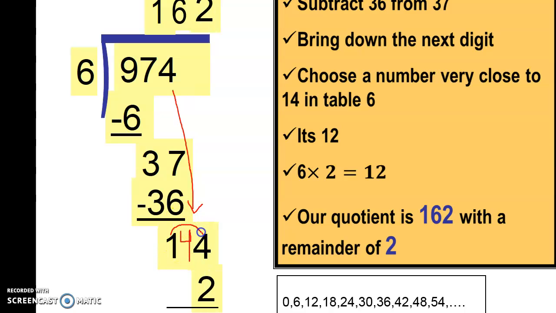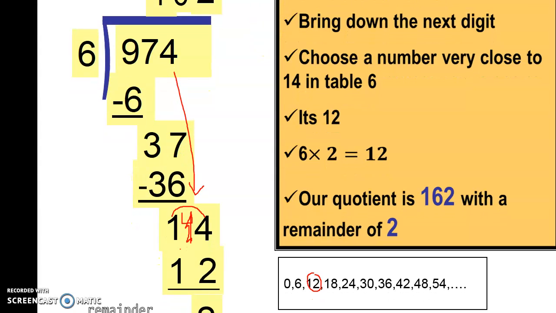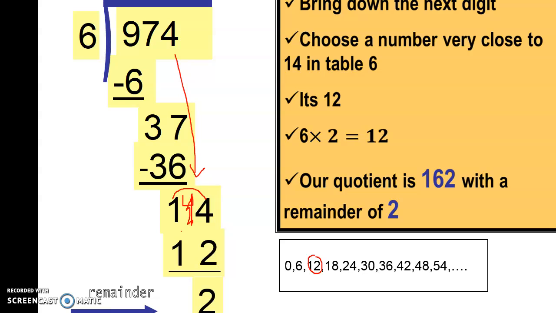So the number will be 14. Now let's check. Which number is very close to 14 in table 6? It's 12. So we have to place 2 up and 12 where? Down, under 14. 4 minus 2, subtract them both. 4 minus 2 equals 2. And 1 minus 1 equals 0.